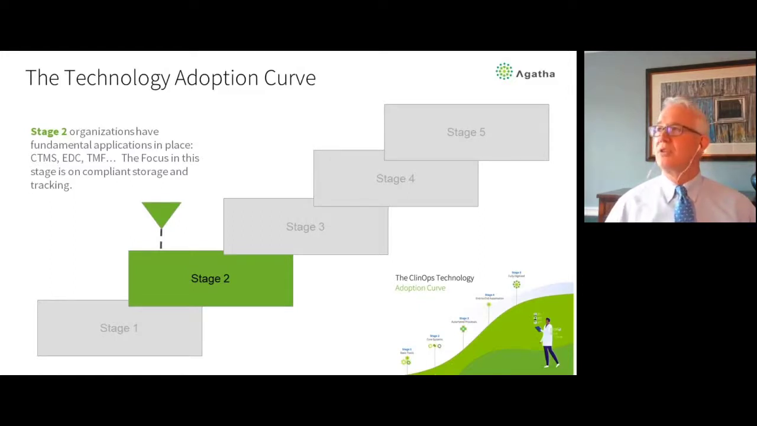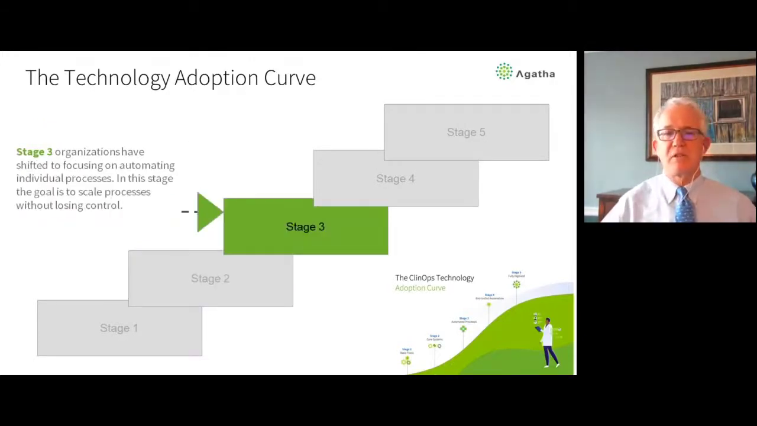So now we're not using Box or a shared folder. We're now using an appropriate place that has compliance tools like version control, check-in, check-out. And it's all about, in the United States, 21 CFR Part 11 compliance. So now at stage 2, you've got that. You've addressed your core compliance things. You've got these core tools in place, especially for storage and tracking. And life is good, right? So stage 2 makes sense. You've got the basics in place.